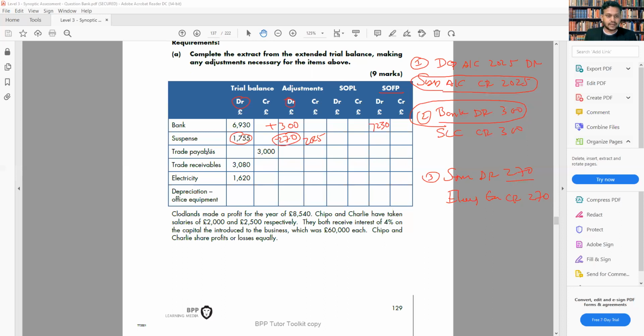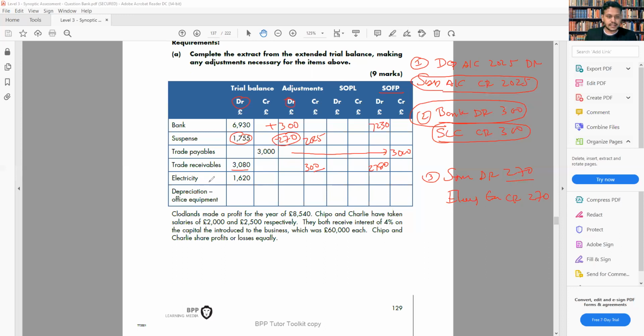The next one we have is trade payable. We have no adjustment for the trade payable. It is a liability, belongs to the SOFP, credit side. It is the supplier balance, the money we have to give to the supplier. Trade receivable, this is the customer balance, my asset. We have an adjustment. Sales ledger control, credit 300. That means you have to write 300 in the adjustment column, and sales ledger control is a debit and the adjustment is credit. That means you have to minus it. So 3080 minus 300, and it is an asset. It will go to the SOFP, 2780. It is an asset, it will go to the statement of financial position.